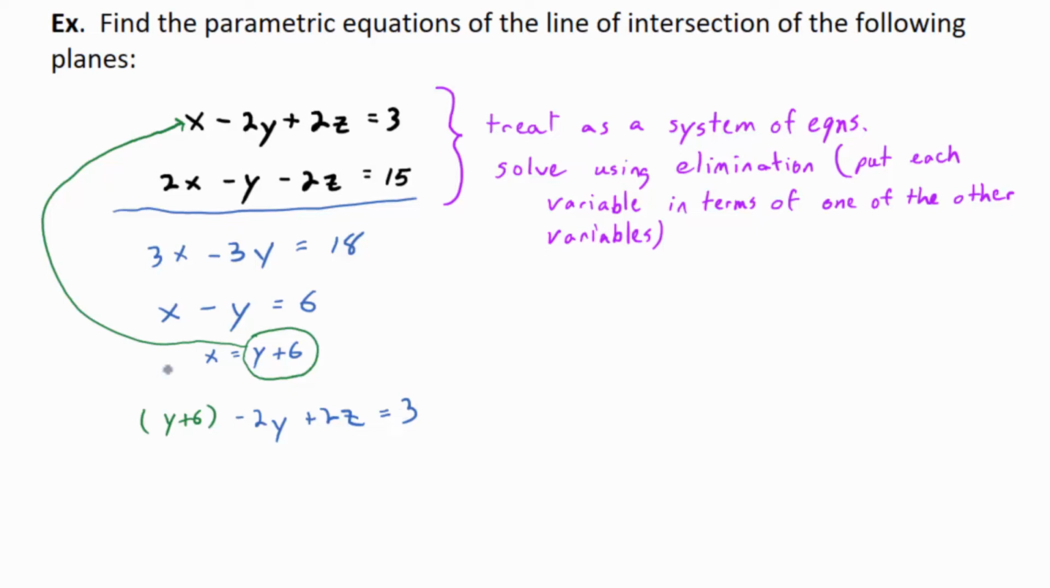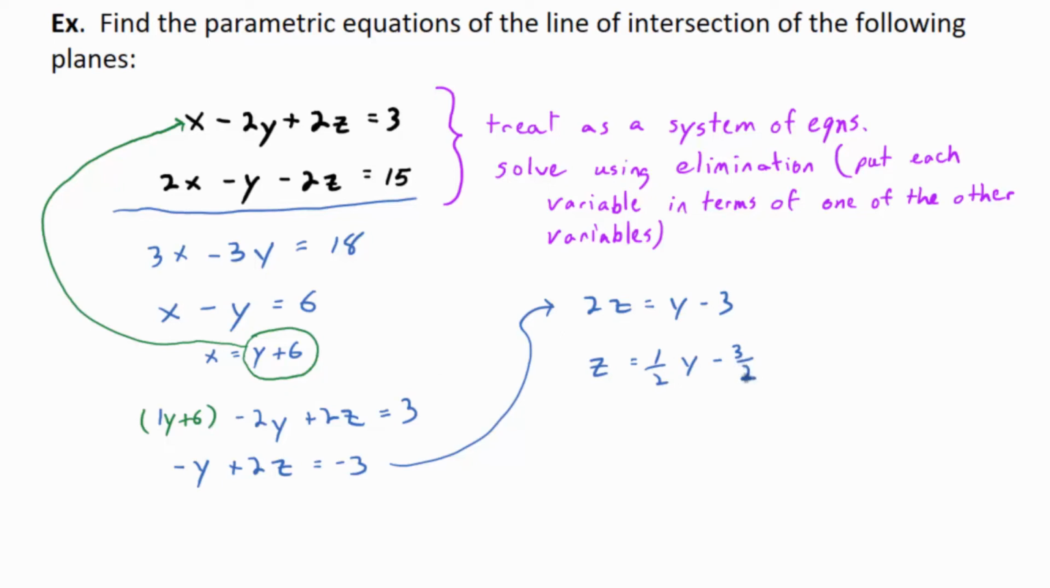Okay, so combine like terms. How many y's do you see? 1y minus 2y, negative y, plus 2z equals, subtract 6 from both sides, negative 3. Okay, so we want to get z in terms of y. So what's that going to look like? 2z equals y minus 3, if I add y to both sides, which means z would be 1/2 y minus 3/2. Does everybody believe that? Okay.